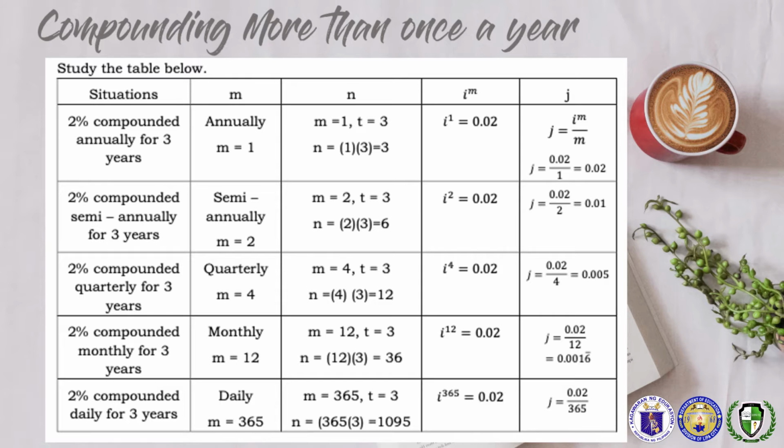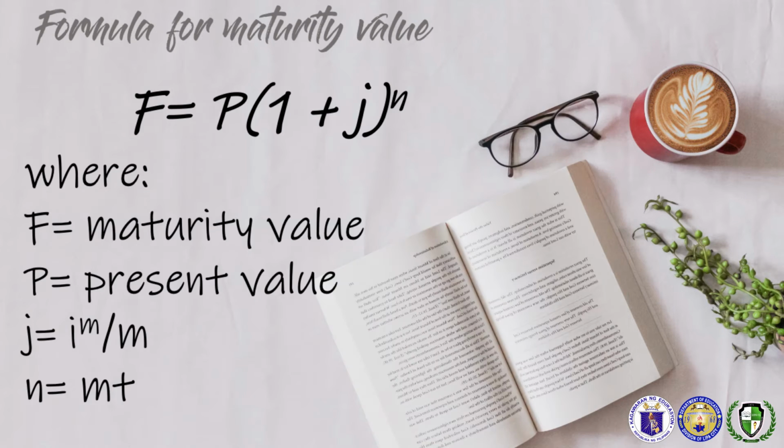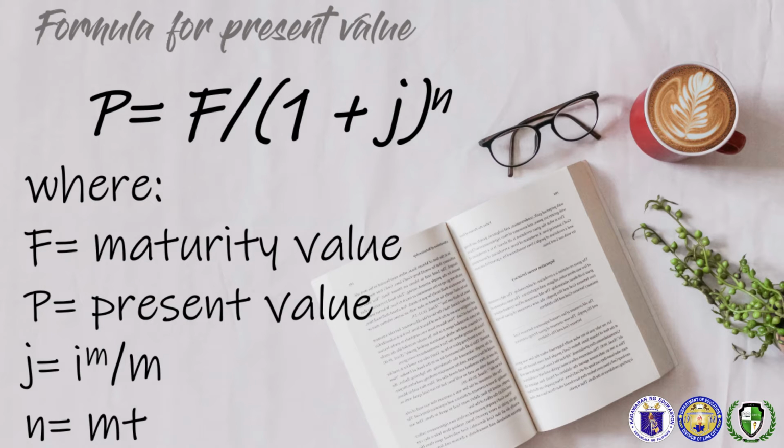Since the rate for each conversion period is represented by J, then in T years, interest is compounded MT times. If the given interest is being compounded more than once a year, then the formula to be used for maturity value is F is equal to P times the quantity 1 plus J raised to N. And for the present value, the formula will be P is equal to F divided by the quantity 1 plus J raised to N.